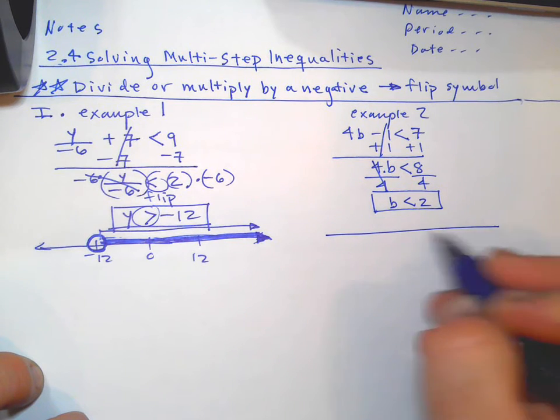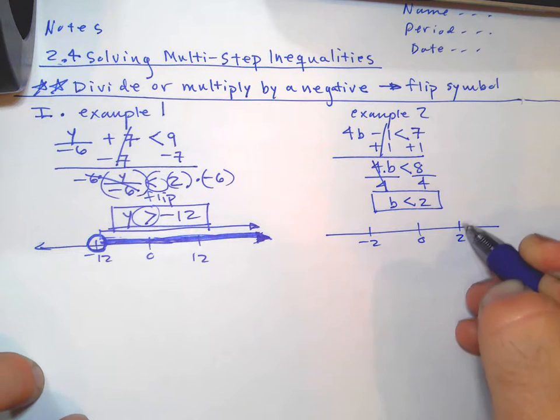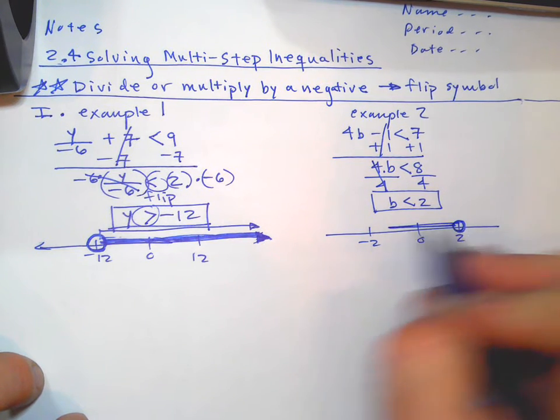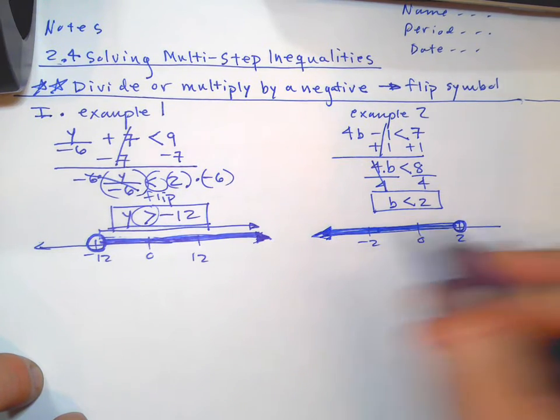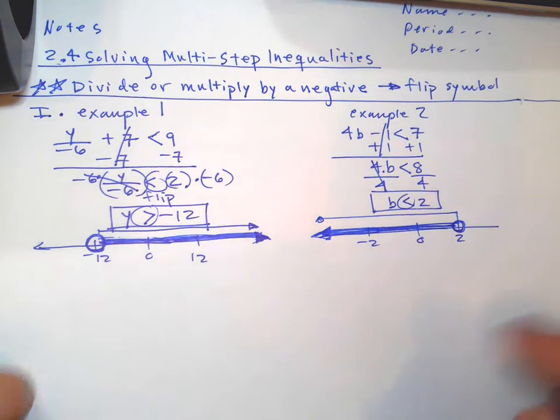So we're going to do a number line, 0, negative 2, 2. We put an open dot at 2, b is less than 2. All the numbers smaller are going to be to the left on the number line. So like that, with the arrow pointing in the same direction.